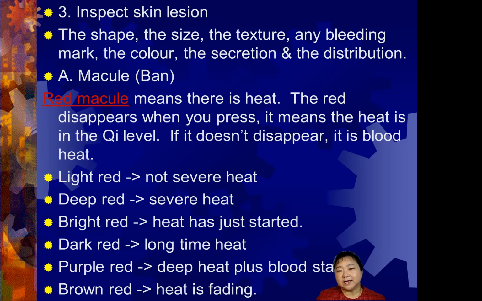Light red indicates the heat is not severe. Deep red indicates there's a severe heat. Bright red shows heat has just started. Dark red shows the heat has been there for a while. Purple red tells us there's a deep heat plus blood stasis. Brown red tells us the heat is fading.